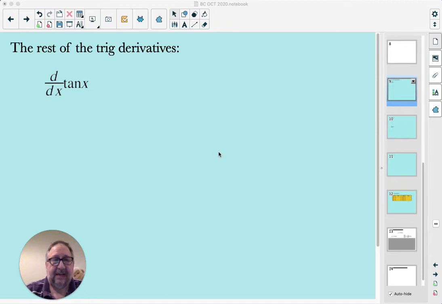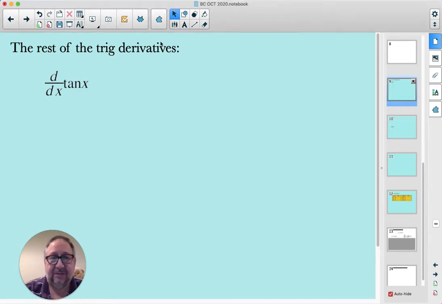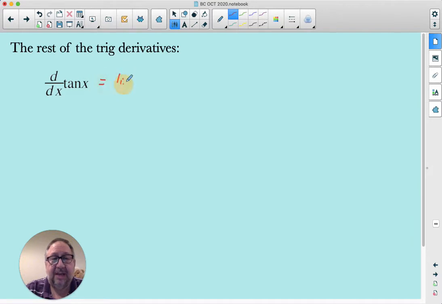We're going to take a look at derivatives for the rest of the trig functions, and we're going to start right off with the derivative of tangent. Now you might think, how do we do this? We could set up this whole limit again, limit as h goes to 0 of the tangent of x plus h, and all of that. We're not doing that. There's a much better way to go through. Now we've learned some rules, we're going to use them.